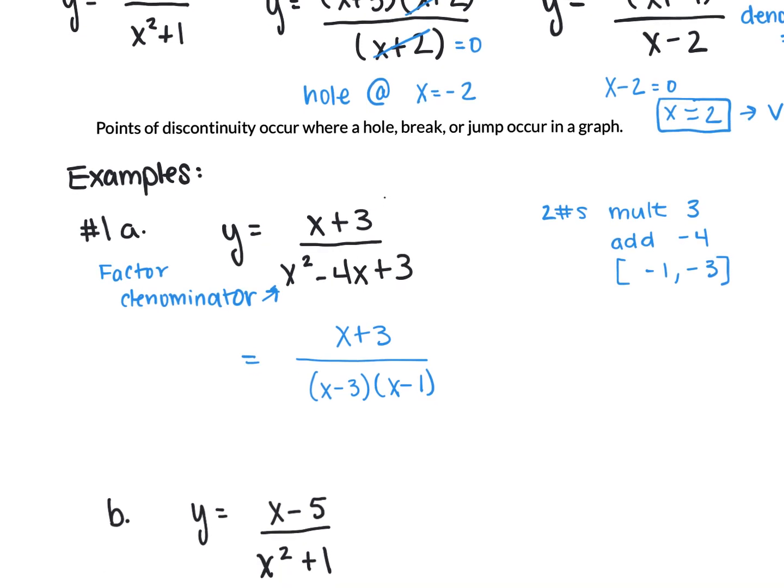Since nothing cancels, we have our vertical asymptotes being x equals 3 and x equals 1. Notice we take the opposite sign of these values. It's as if we set them equal to 0, we just skip that step. And we can say these are points of discontinuity that are non-removable.